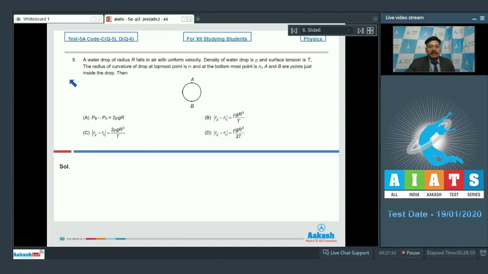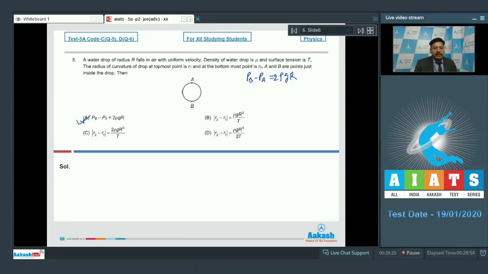Well, the drop is going down with uniform velocity. So that means for pressure variation, the g effective is simply g because the acceleration is 0, and which means we can say PB minus PA, we can apply the formula rho g effective into h. h is equal to 2R. g effective is g. So it's rho g into 2R. So we can put 2 in the front, and this is the expression for PB minus PA. So option A is clearly correct.